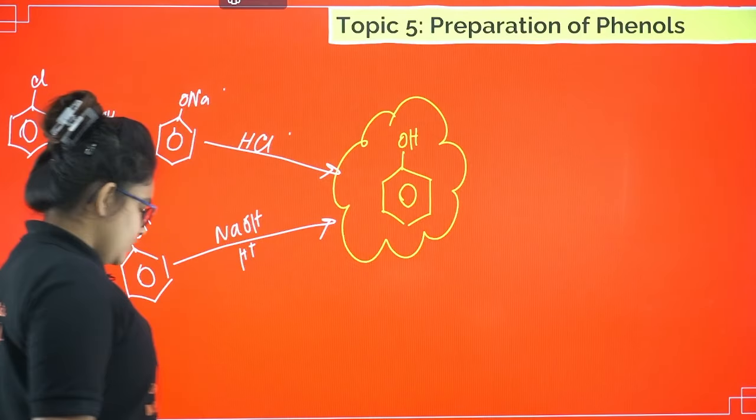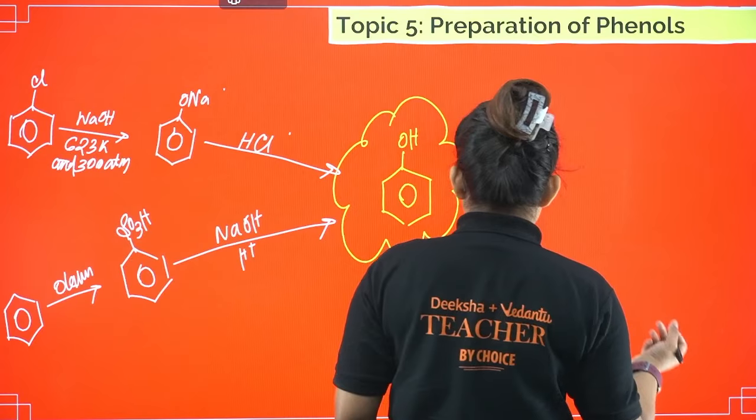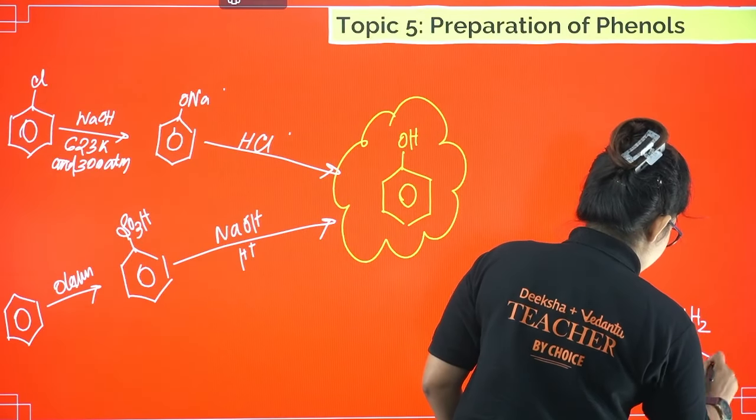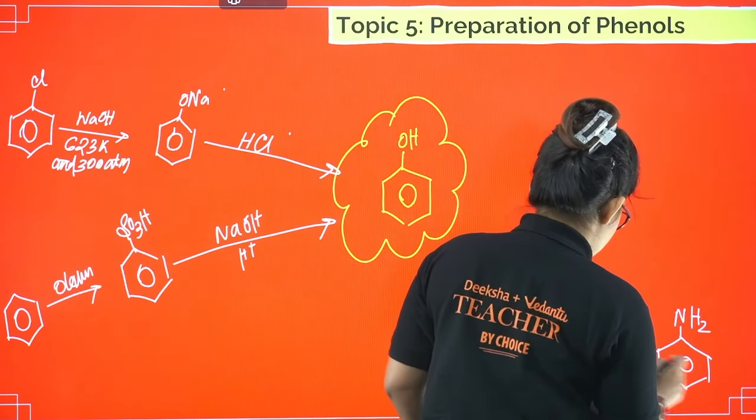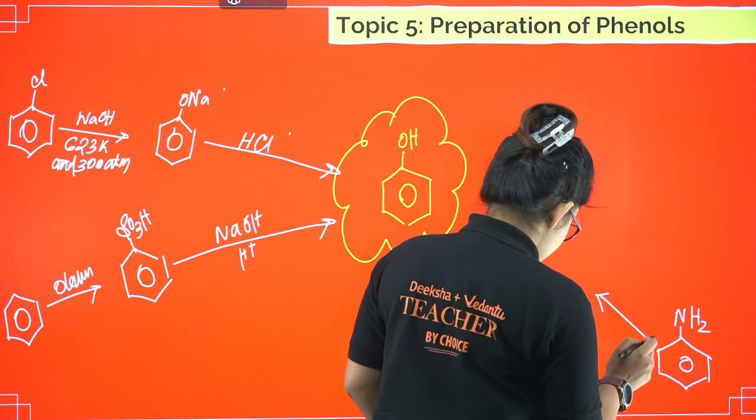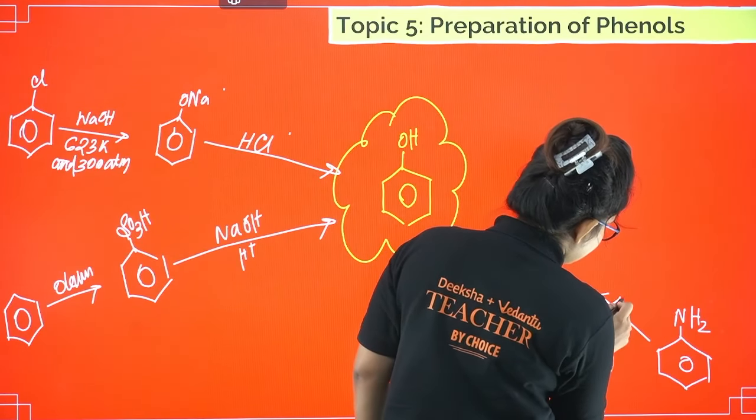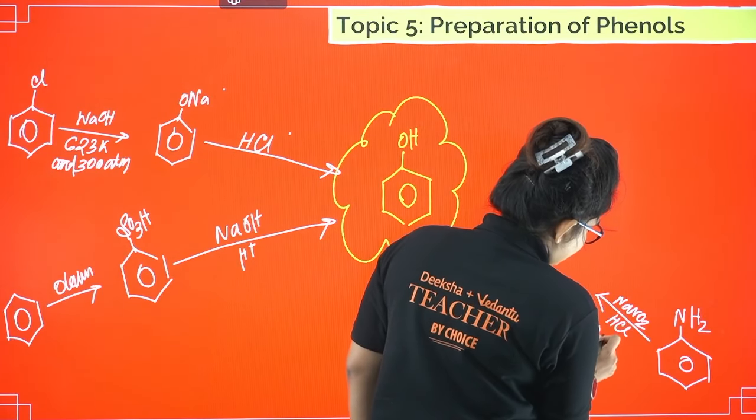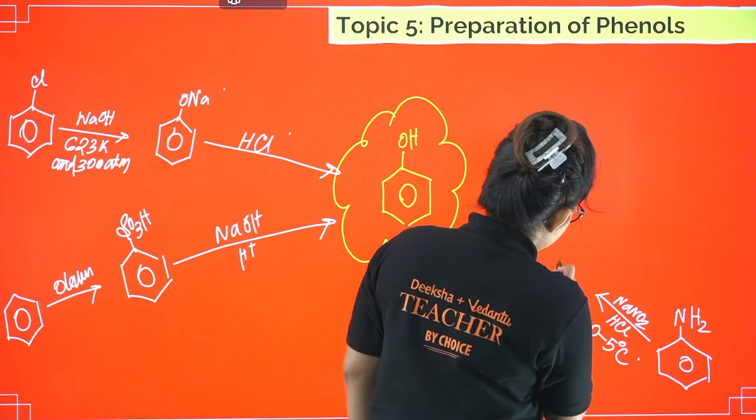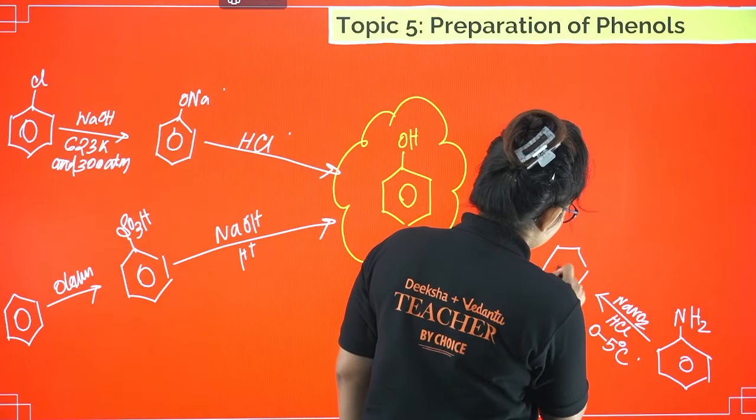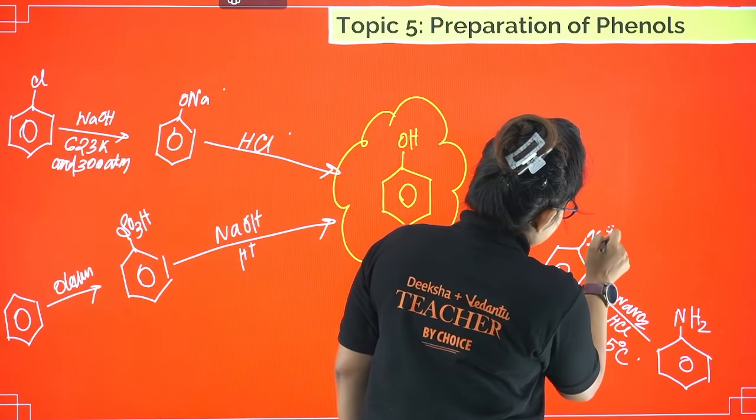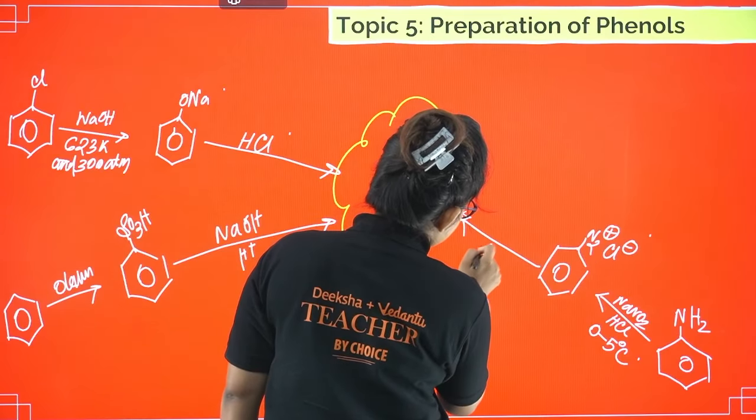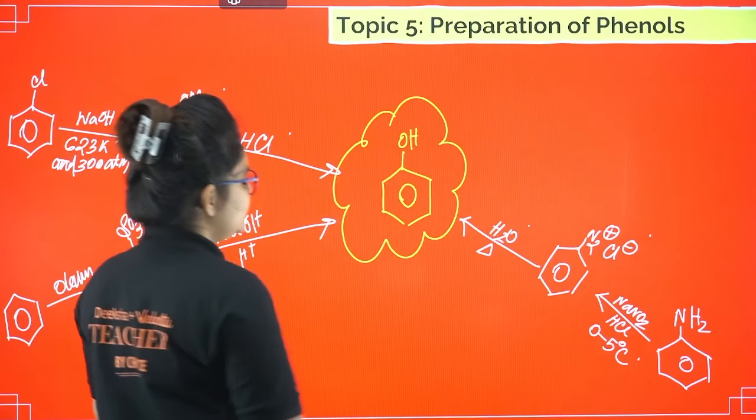Next, let's say from amine, I'm having NH2 on the benzene ring. From here I can prepare the diazonium chloride. What is the condition for diazonium chloride? NaNO2 in the presence of HCl. Temperature I must keep at 0 to 5 degrees Celsius. You will end up with benzene diazonium chloride, N2+ Cl-. So over here just a little bit of heat and give some water, you will end up with phenol.